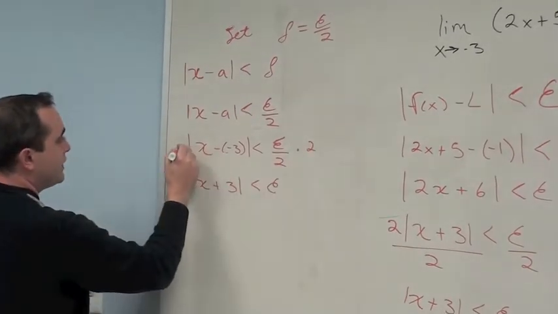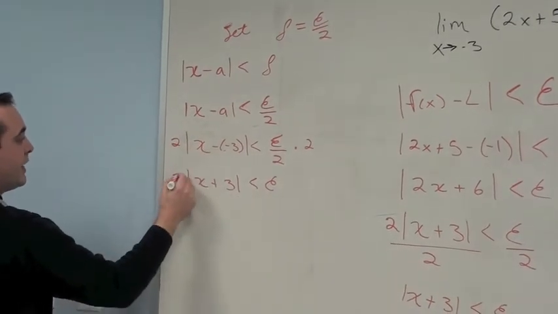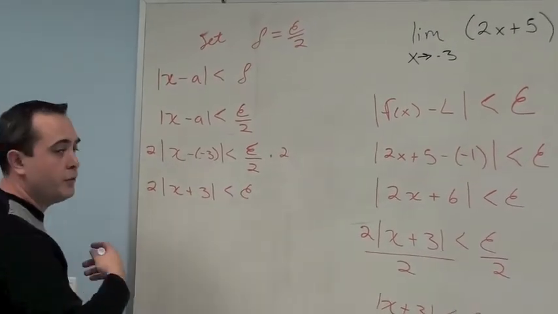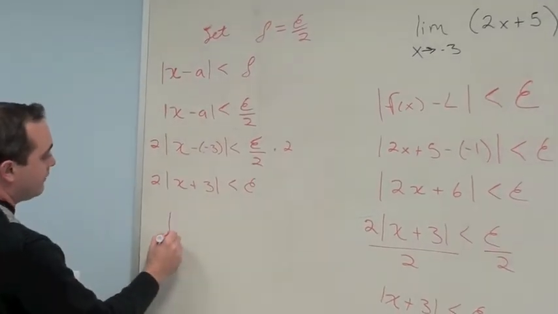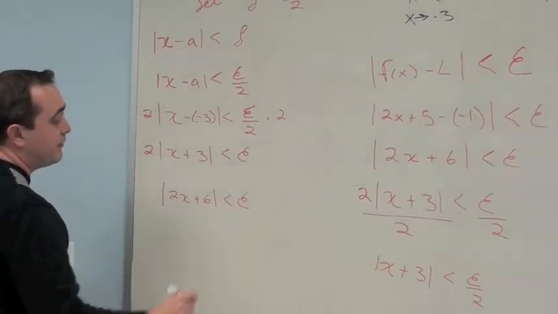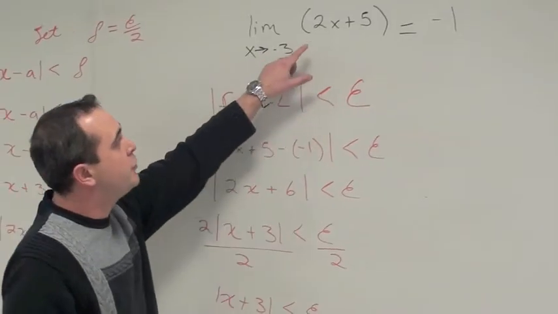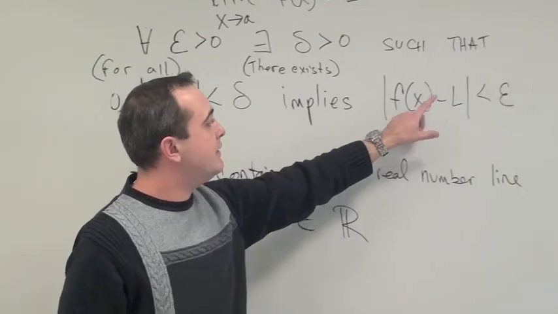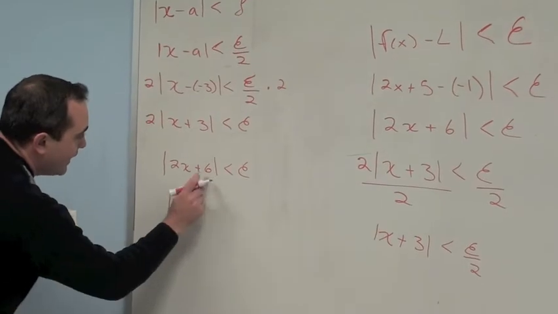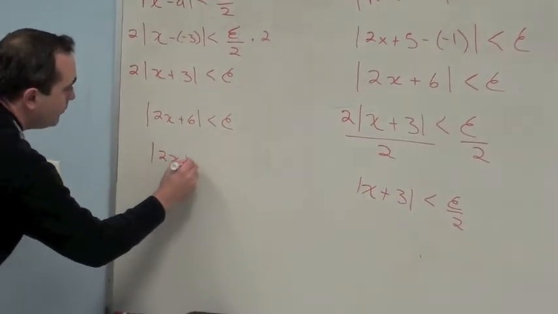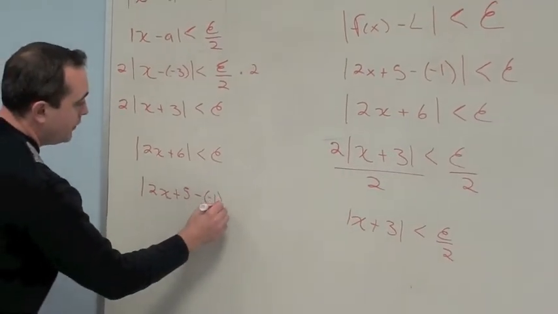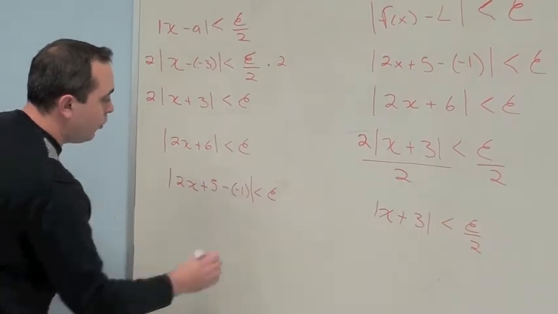I'm going to multiply both sides by 2 here. So here what I get is 2|x + 3| < ε. I'm going to multiply the 2 through the x plus 3. And now what I have is the absolute value of 2x plus 6, which is less than my epsilon. And we're almost there. What we're trying to prove is |2x + 5 - (-1)| is going to be less than epsilon. So in this case, I'm just going to break this 6 up. So I have 2x plus 5, and I have minus my -1, which is the limit, and almost done.